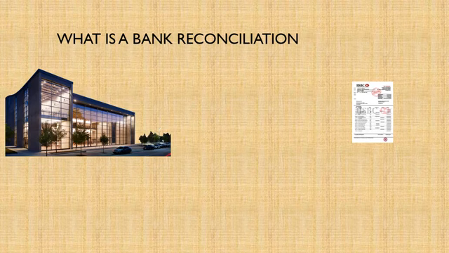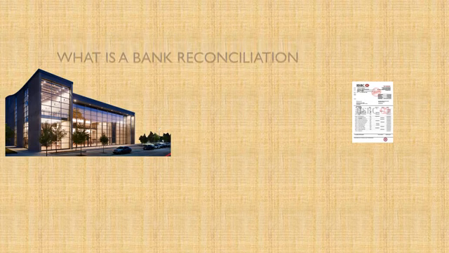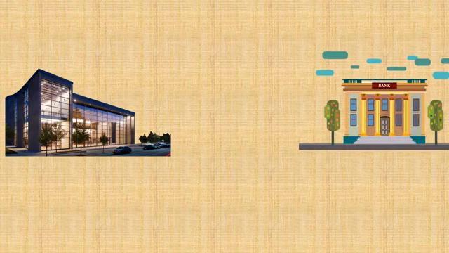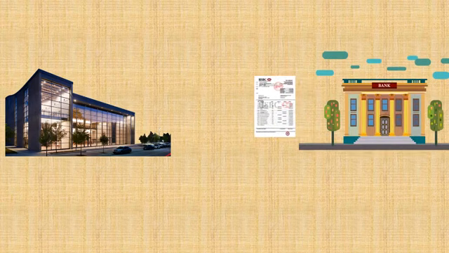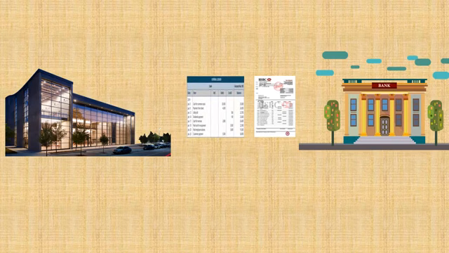One may then ask, so where do we get the bank statement from? Our source of the bank statement is the bank itself. So the bank issues us a bank statement. And where do we get the cash book from? Our business issues us with a bank or cash book prepared by the business. So the bank statement is prepared by the bank. The cash book is prepared by our business.